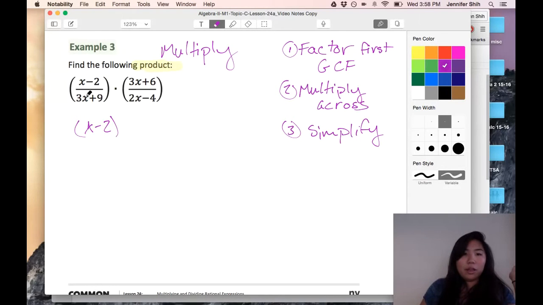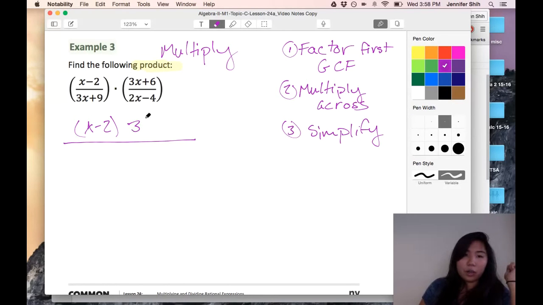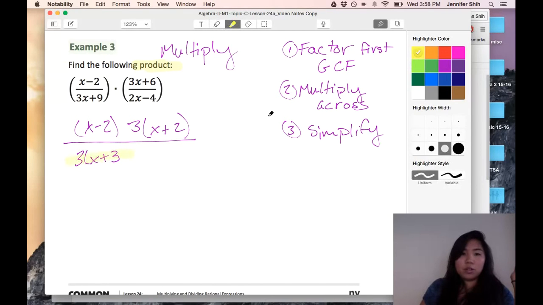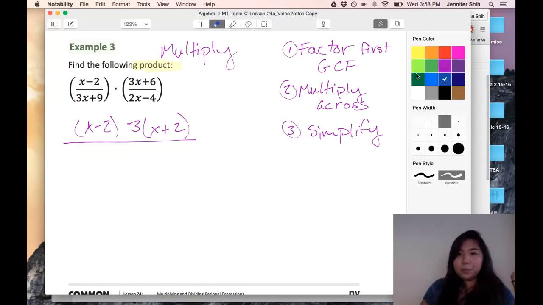And then I'm going to just draw a big bar here. And I'm going to multiply across, but I'm going to factor. So I'm going to take a 3 out of this guy, 3x plus 2. And I just have factors in the numerator. And then I'm going to do 3x plus 3, the denominator. I'm going to switch colors for this. 3x plus 3 times 2x minus 2.